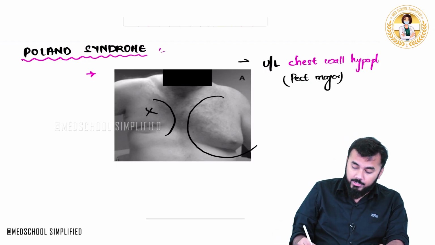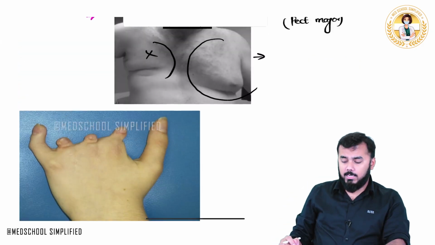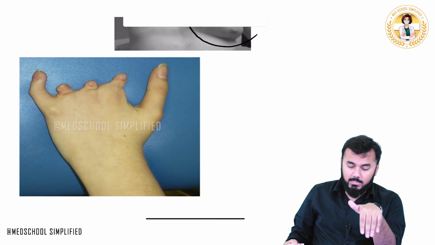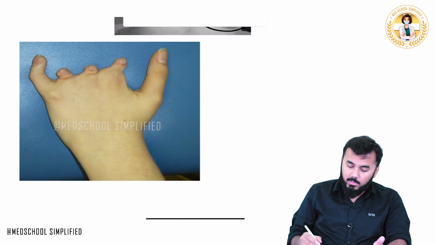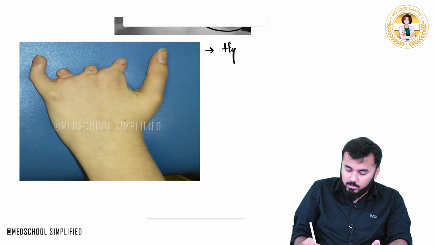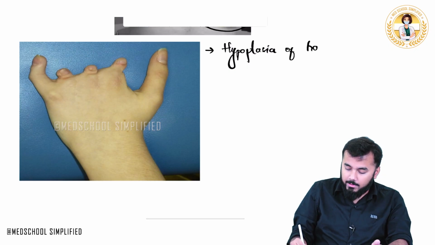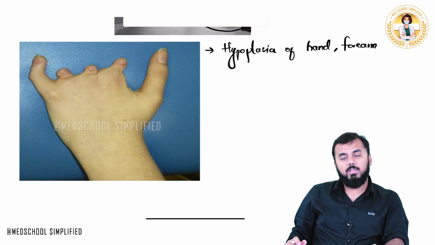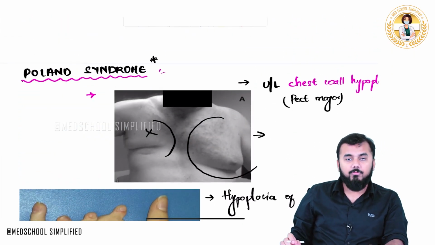Not only this, guys, if you look at the hands of these patients, even the hands are not developed. There is hypoplasia of the forearm, not only hypoplasia of the muscles of the chest. The second important thing is that these patients will also have hypoplasia of the hand and forearm. If you can see this, right? These are called shortening of fingers. So these are the two important things that are associated with patients of Poland syndrome.